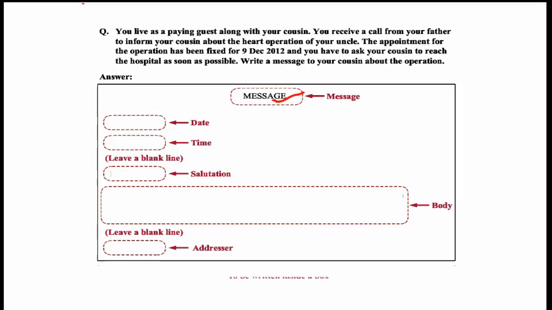Okay, you should remember. Then what is the body? The body is the 2-3 line statements, whatever you want to say. Then leave a blank, then the addresser. Addresser here means the person who is writing this, not the message. If you are writing, you write your name, and if another person is saying, then you write his or her name. That is all. So this is the message format we have to remember and keep practicing and writing.